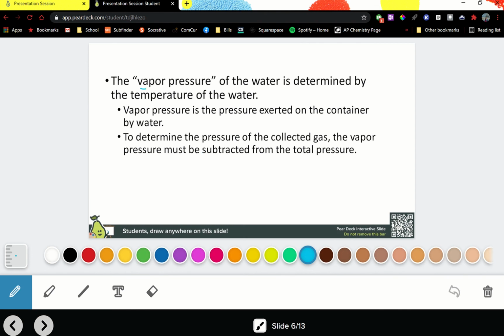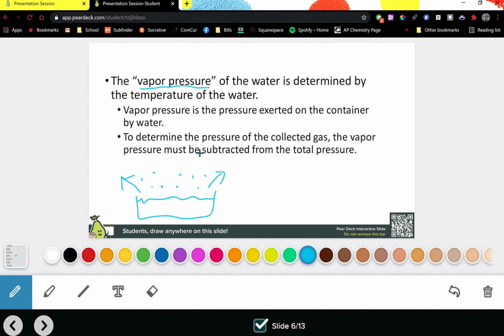So the vapor pressure of the water is determined by the temperature of the water. So when we collect a gas over water, water in any container is going to, depending on its temperature, start to evaporate, right? If you've ever left a glass out in your room, maybe overnight or over the weekend or something for a while, eventually all of that water will evaporate off, right? And it's because it's warm enough that some of the particles can escape the surface.